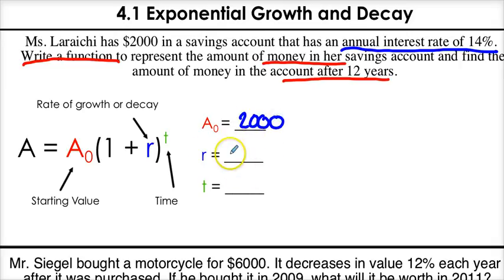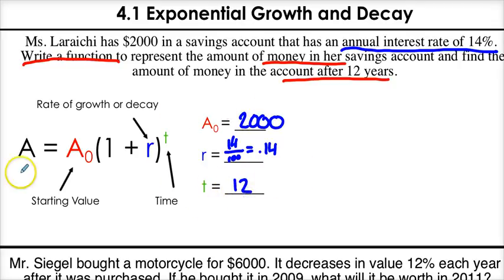Now, what is her rate of growth? 14%. And whatever that percentage is, you're going to write it as 14 over 100. We always put it over 100. And that gives us, put that in the calculator, 0.14. You always put that in the calculator. I want to be clear here. We took this number, we put it over 100, and you got 0.14. And T, well, that's going to be 12 years. That's how long we're looking for this.